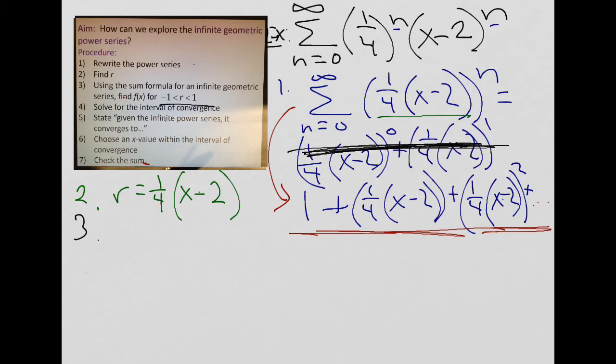Okay, so we want to find the sum. So our sum for an infinite geometric series is our first term, which in this case is 1. It's not always, be careful. It's 1 over 1 minus r, which is what we expressed in step 2.